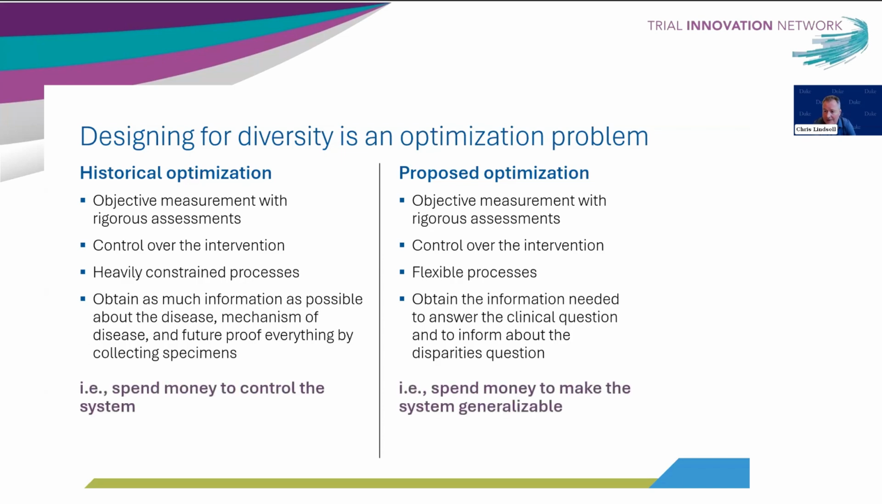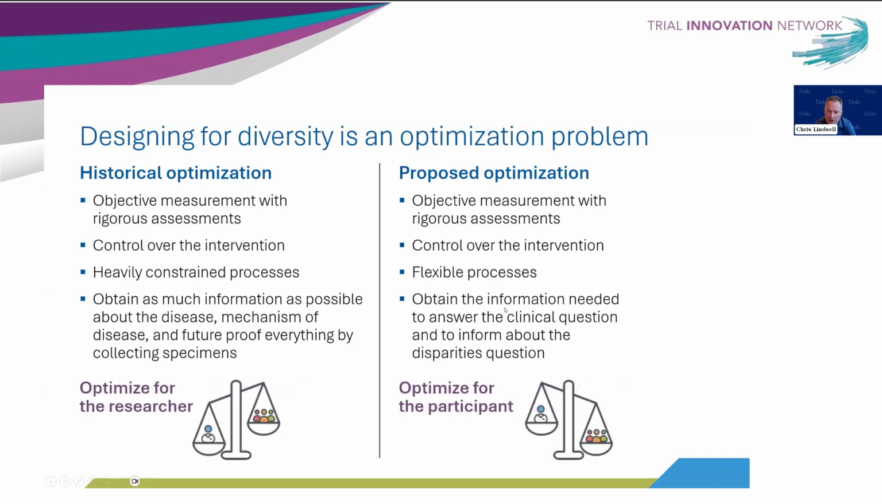So historically, we really optimized to control the system. And design for diversity, I posit we should optimize, not spending money to control the system, but to make the system generalizable. It's a different problem. Don't optimize for the researcher. Optimize for the participant.